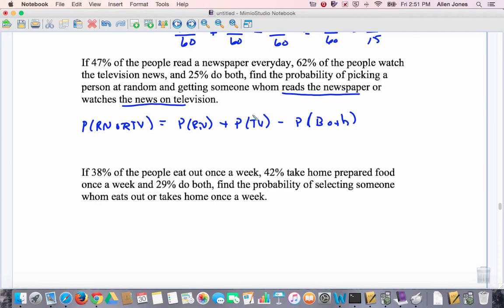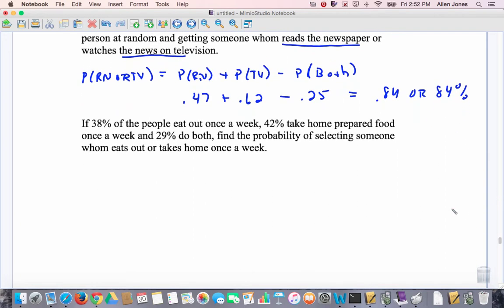Okay, so a person can do one or the other. They don't have to necessarily read the newspaper. They could just watch the news on television, or they could read the newspaper and not watch TV, or obviously they could do both. So our probability of reading the newspaper is 47%. Our probability of watching the television news is 62%. And those that do both, that fit into both categories, so 25%, were added in here and here. We subtract that out. And if we do that, we get 84%, or 84% do one or the other. So pretty much everybody is doing one or the other.